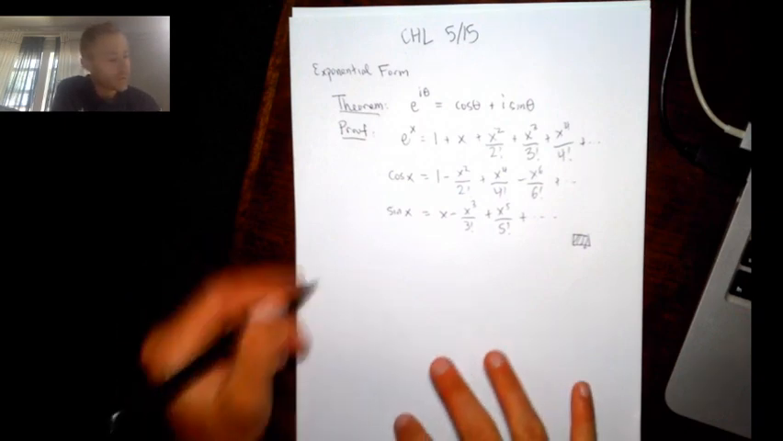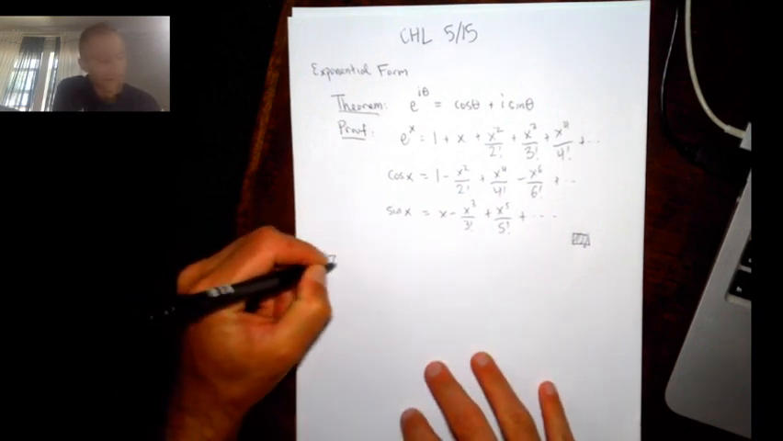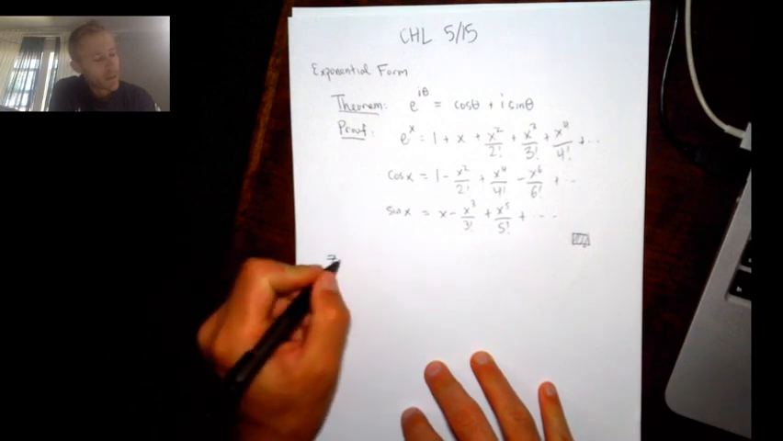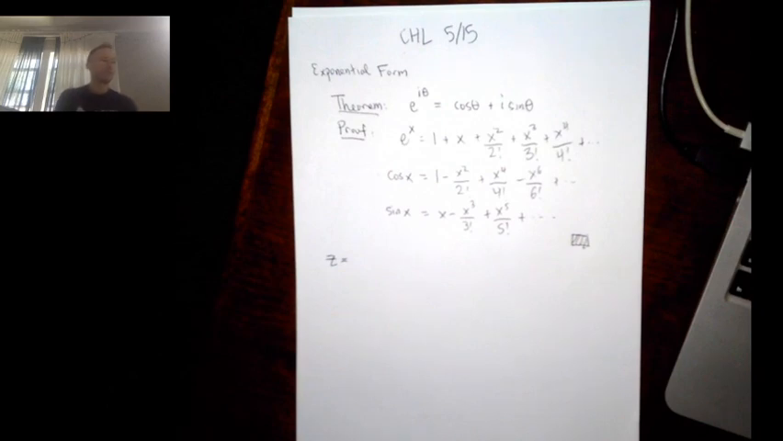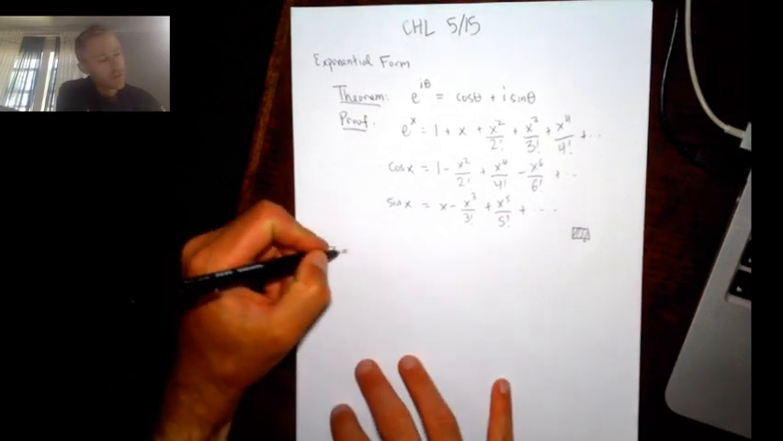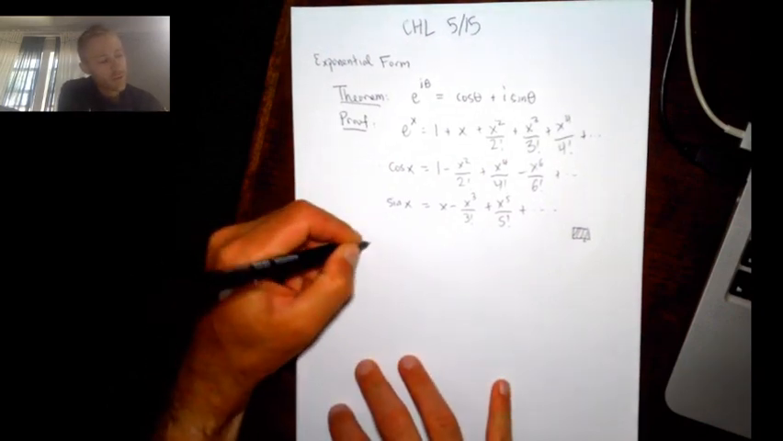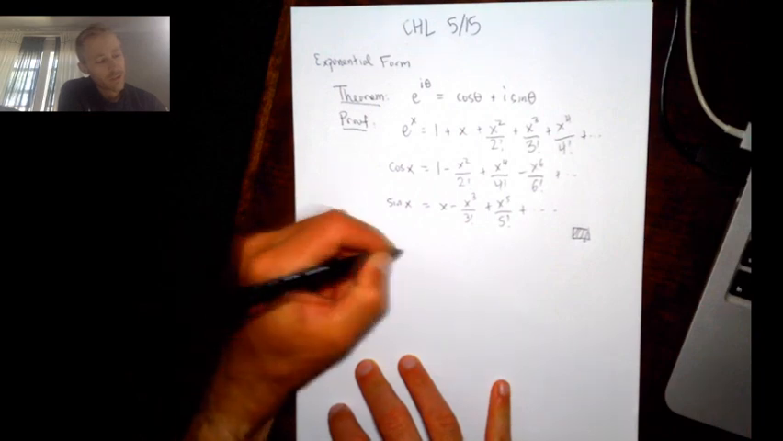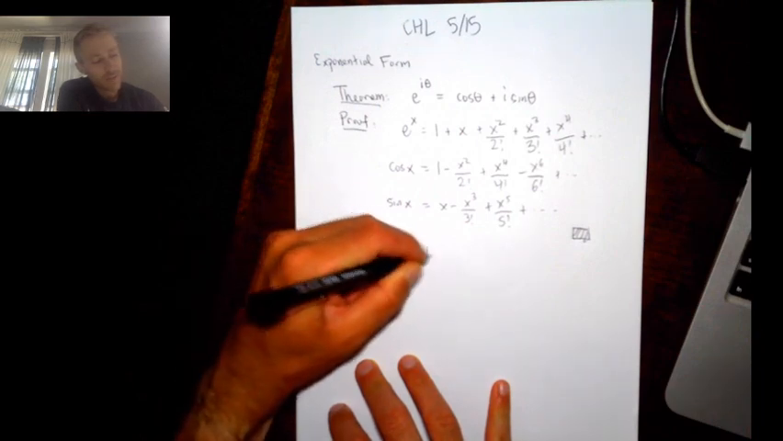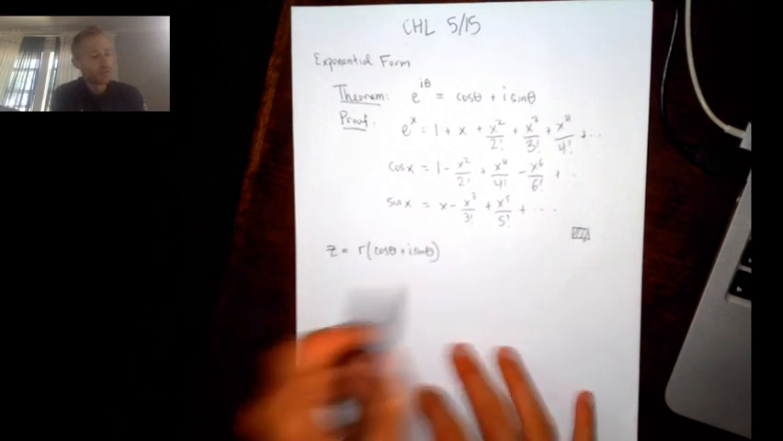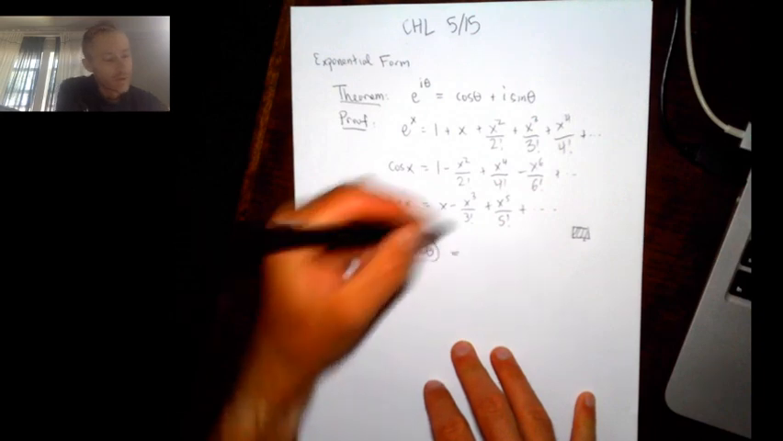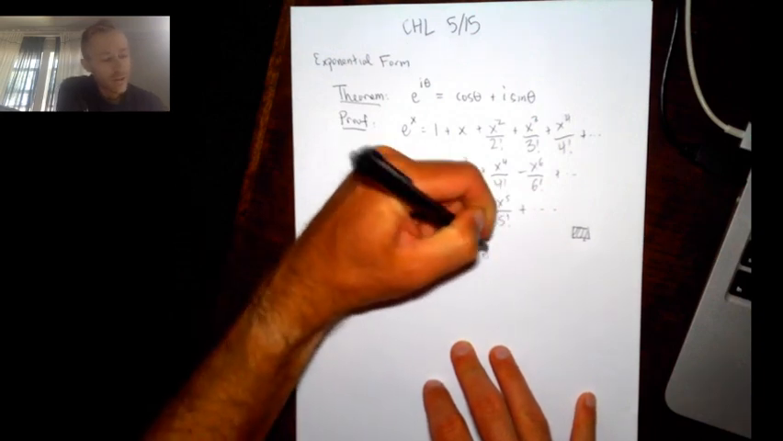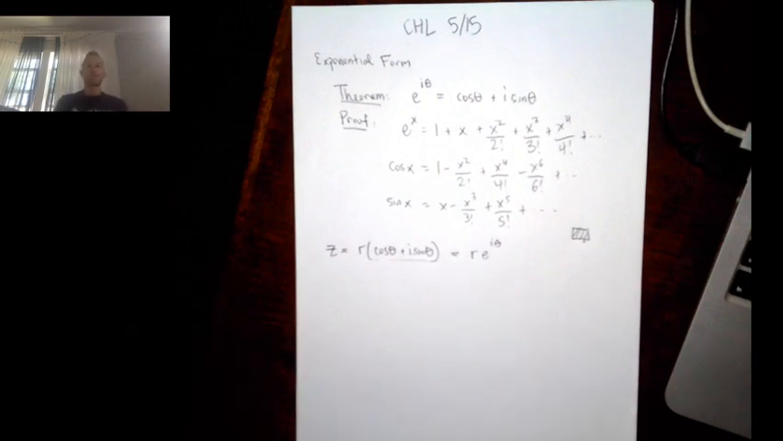So what that means is you might recall that the polar form of a complex number is r times the quantity cosine of theta plus I times sine of theta. So, but notice that this is just e to the I theta. So the exponential form of a complex number is r e to the I theta. Okay.